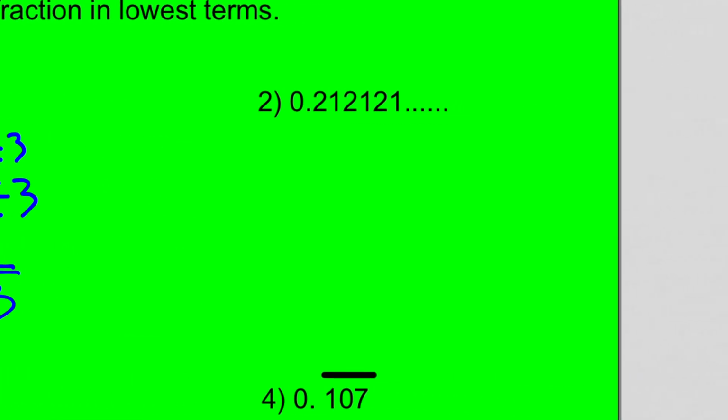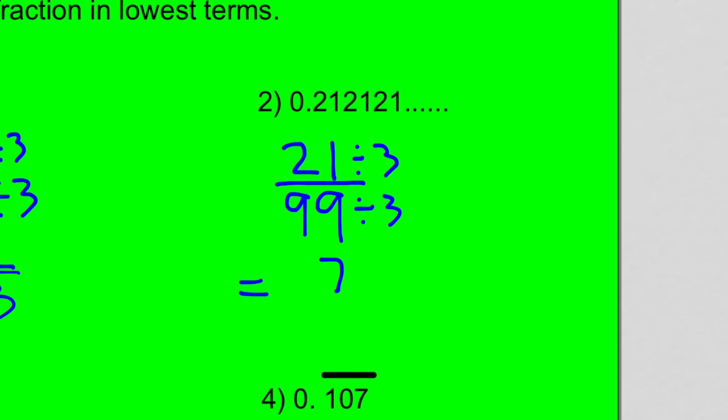Let's look at number 2. I have 0.21 repeating. 21, 21, 21. Well, the digits that are repeating become the numerator of the fraction. Since there are 2 digits repeating this time, I put 2 9s on the bottom. And I have 21 over 99. Now, I want to reduce this to lowest terms by finding the greatest common factor of 21 and 99. I think it's 3. So I'll divide by 3, and I get 7 over 33.